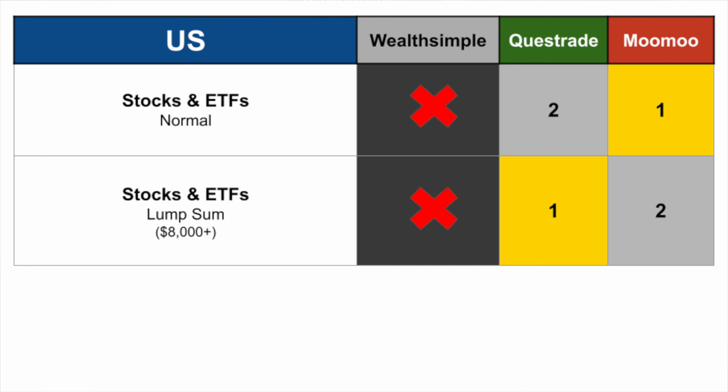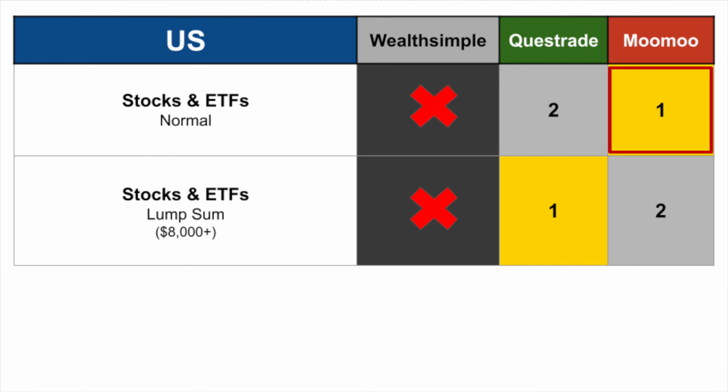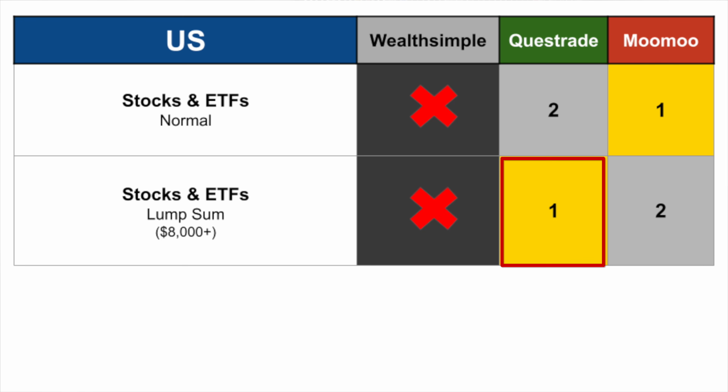Now for US investing, Wealthsimple is too expensive. I'm not even going to give them a bronze. They get a red X. Don't use them for US. For normal amounts, up to $5,000, Moomoo is the cheapest and gets the gold. For large amounts, $8,000 and above, Questrade is the winner.